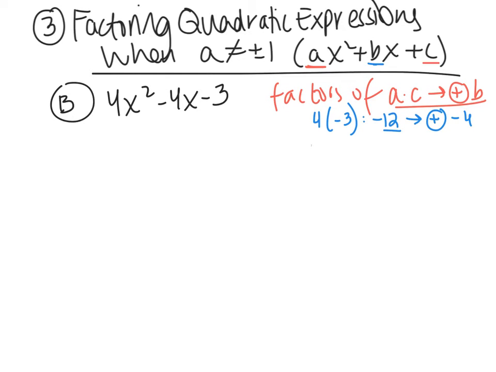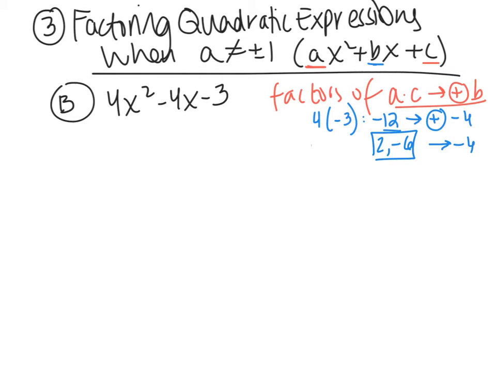So go ahead and write out the factors, and when you're done, just press play. You should see that the factors that are your winners are 2 and negative 6. You have other factors of negative 12, which fulfill the first condition, but not the second, which is that they have to add up to negative 4. So 2 plus negative 6 is negative 4, right? So these are your winners.